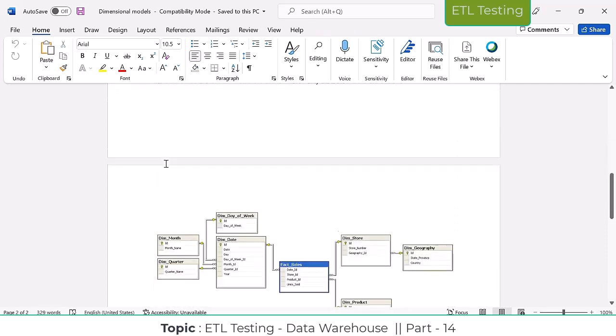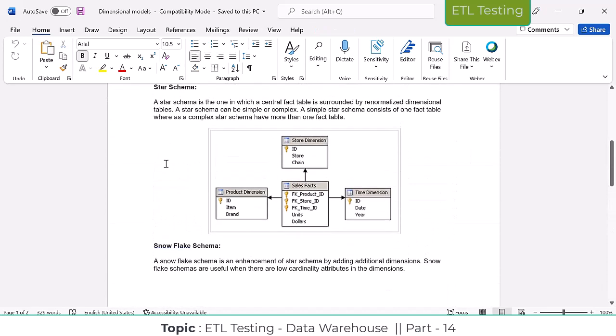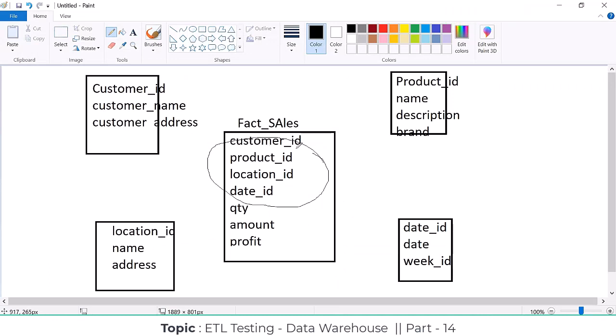So I am going to explain what the star schema is and what the snowflake schema is. The star schema is nothing but one fact table connected with multiple dimension tables. Like this, it looks like a star. One fact table is connected to multiple dimension tables, so it looks like a star. That's why, by naming convention, it came to be called the star schema.